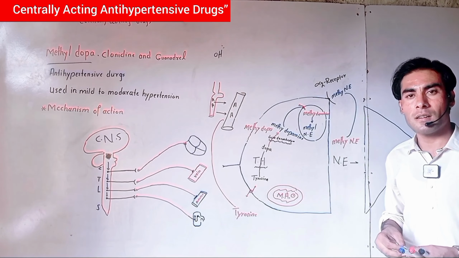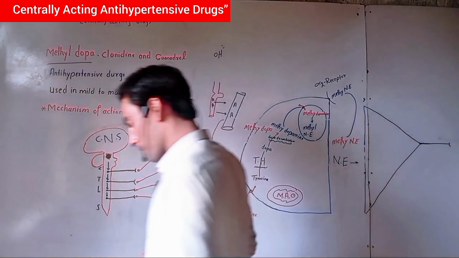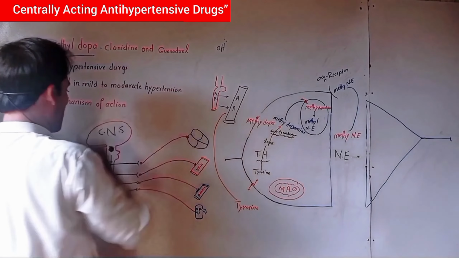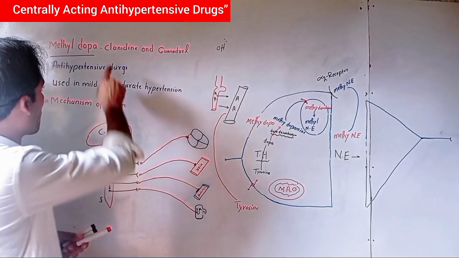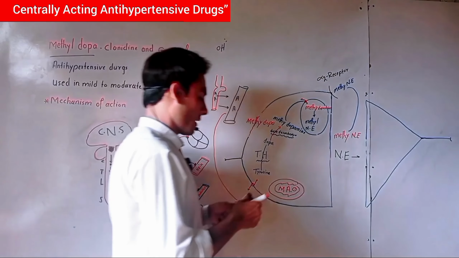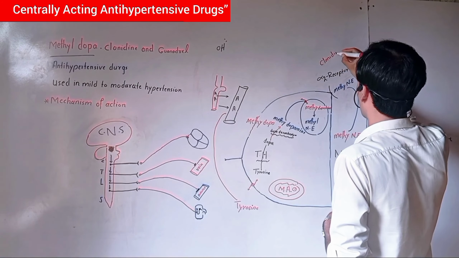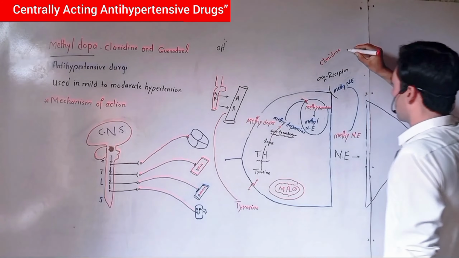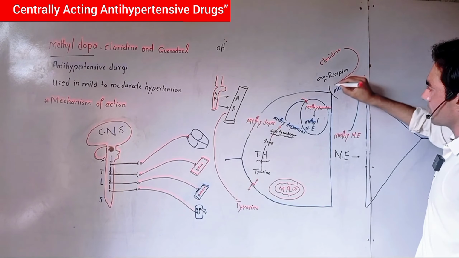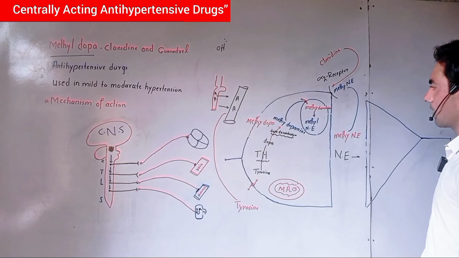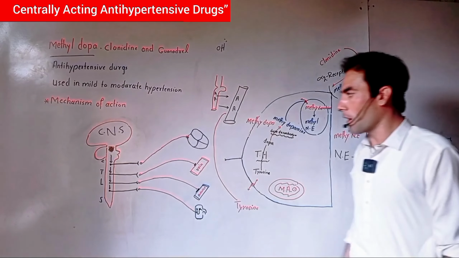Now let's see the physiological changes that occur in the body. So let's come to the diagram. All these drugs inhibit or fail the nerve ending. Like methyl dopa, clonidine also stimulates the alpha 2 receptor. Clonidine and methyl dopa have the same mechanism of action, but clonidine directly stimulates the alpha 2 receptor and inhibits the further release of norepinephrine.